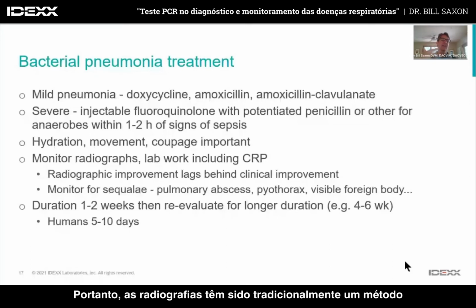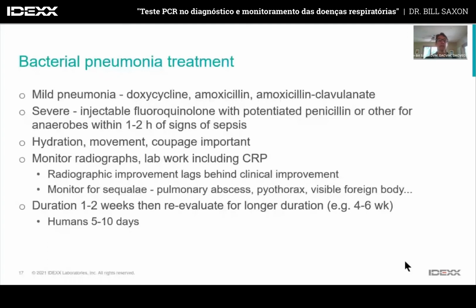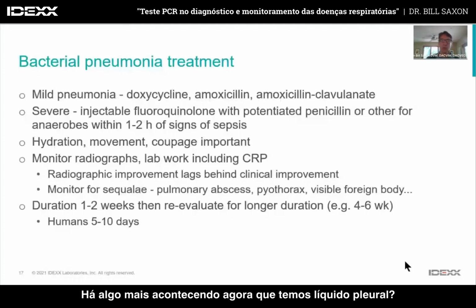So radiographs have traditionally been our method to monitor response, and it's useful. Serial radiographs are helpful. Are you seeing some improvement? Is there something else happening? Now do we have pleural fluid? Because pyothorax, by the way, one of the most common causes of pyothorax is extension from pneumonia. We used to think pyothorax happened from external thoracic injuries, penetrating injuries mostly or only, but that's not so true.